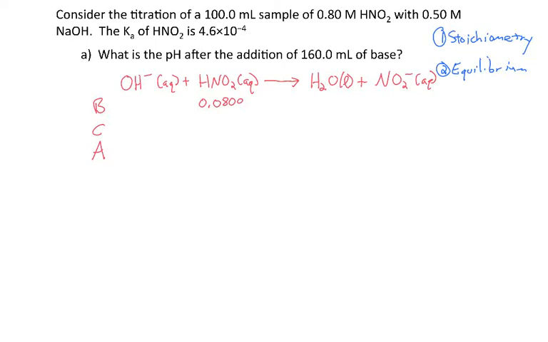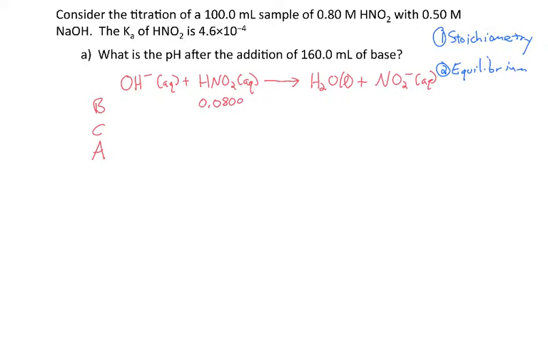This is the third example in a series of videos where we're looking at the titration of a weak acid with a strong base. In the previous two, we looked at what is the pH before we add any base, which is just calculating the pH of a weak acid. Then we looked at how do we determine the pH before the equivalence point, and that turns into just a stoichiometry problem and then a buffer problem.